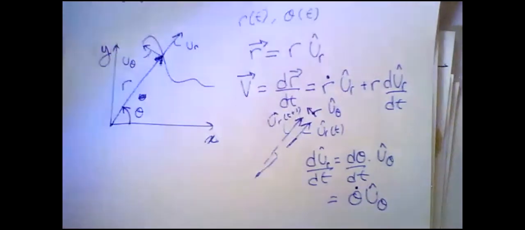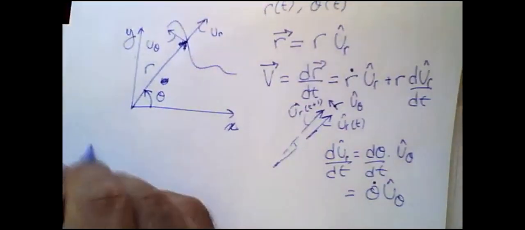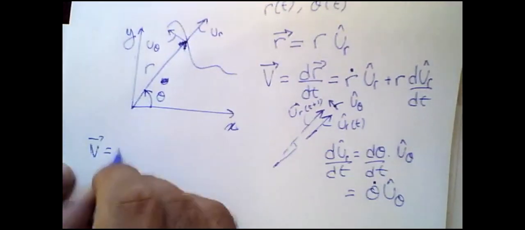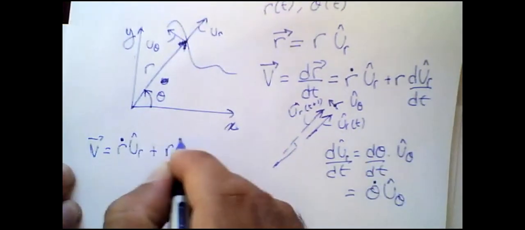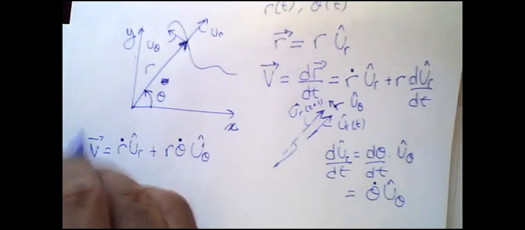Okay, so I'm going to rewrite my velocity vector. The velocity vector is going to be equal to R prime UR plus how much? R theta prime U theta.